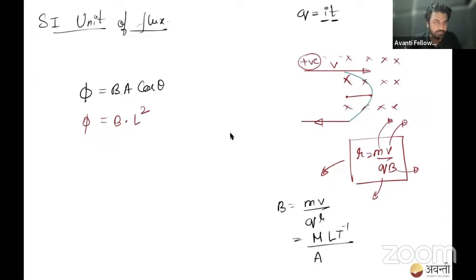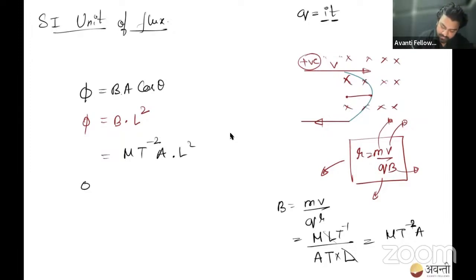So A, current ka dimensional formula is A, and time is T, into R, radius is length. So from here L will get cancelled out and we'll get M T minus 1 A, T minus 2A. Okay, we'll put it here. So M T minus 2A dot L square. So phi is equal to ML2 T minus 2 A to the power minus 1. Okay, upon A. So this is the dimensional formula.